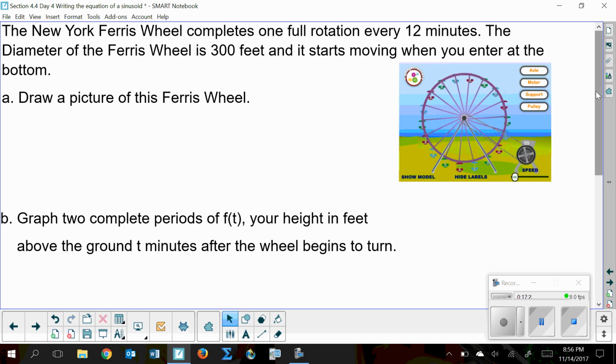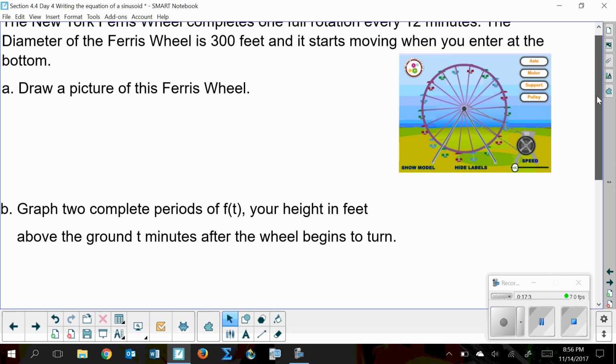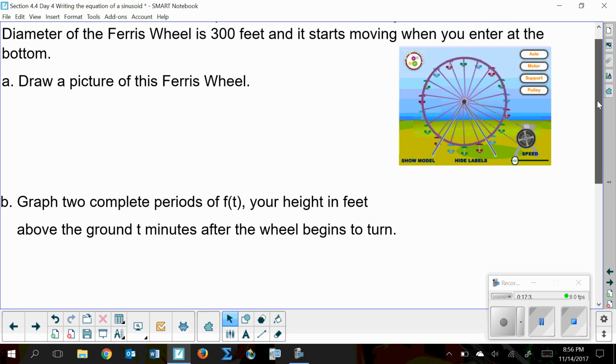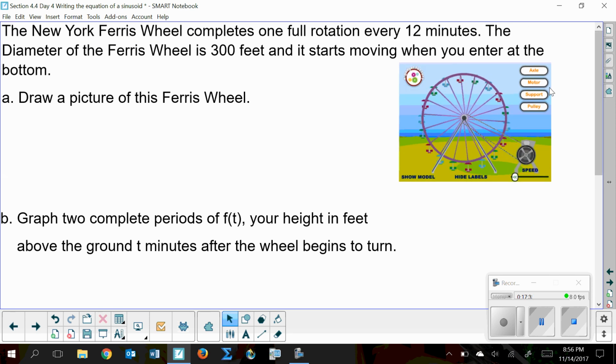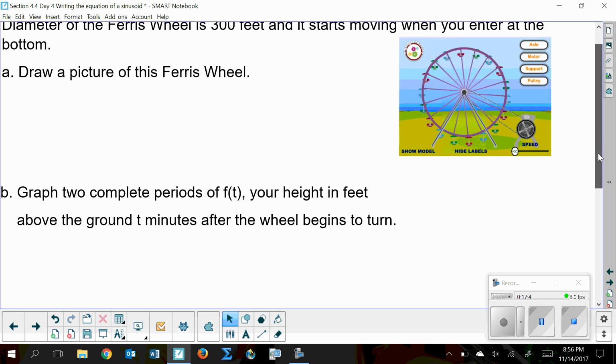So the New York Ferris wheel completes one full revolution every 12 minutes. The diameter of the Ferris wheel is 300 feet, and it starts moving when you enter at the bottom. So you've got to make sure you're reading the directions there. So one rotation every 12 minutes. The diameter is 300 feet, and it starts when you're right there at the bottom. You're going to draw a picture of this Ferris wheel.